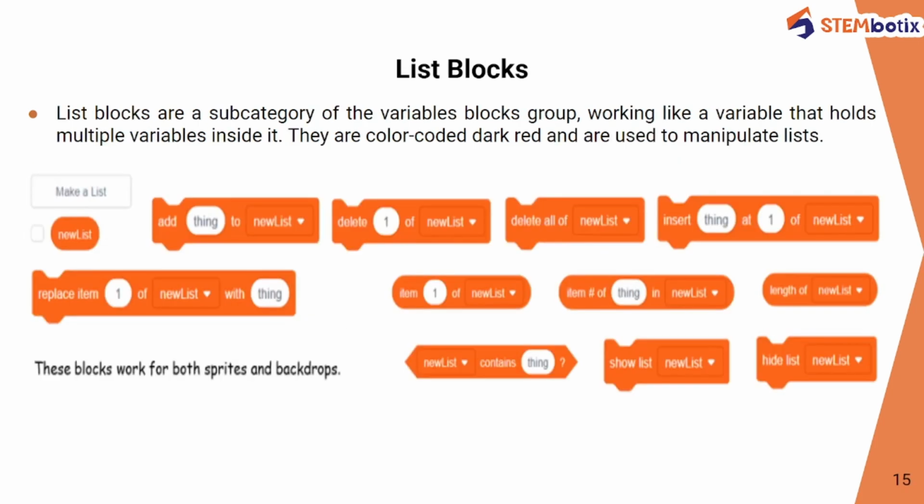After that we have list blocks. List blocks are a subcategory of the variables block group, working like a variable that holds multiple variables inside it. Inside it they hold many different variables. They are color coded dark red and are used to manipulate lists. If you want to manipulate a list you can use this particular type. These list blocks work for both sprites and backdrops.